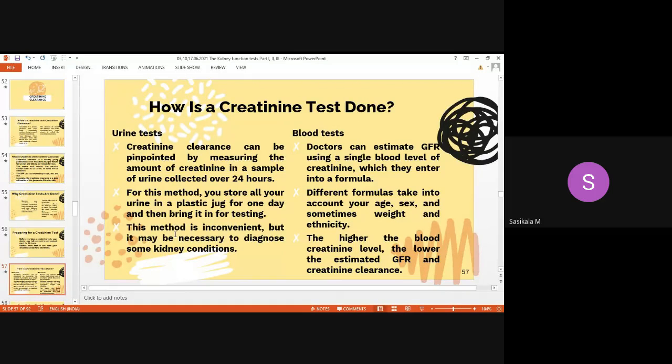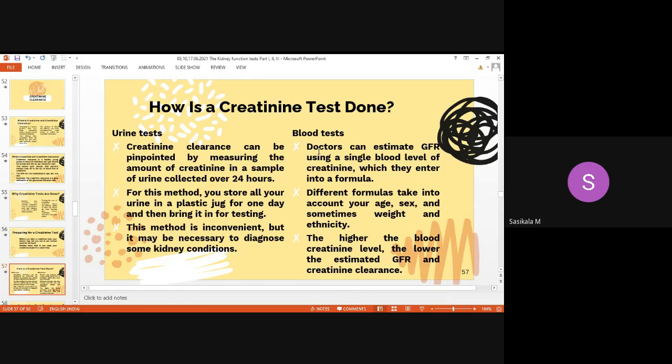And this method is inconvenient, but it may be necessary to diagnose some kidney conditions. So during that 24-hour period, only a specimen is taken. But you can also take a fresh sample to analyze urine creatinine and blood creatinine, and that way we can also perform the test.